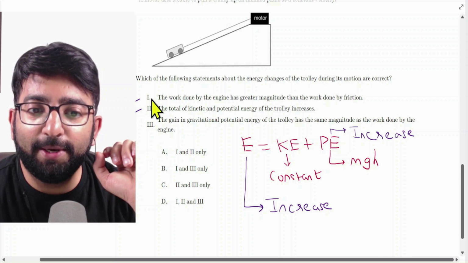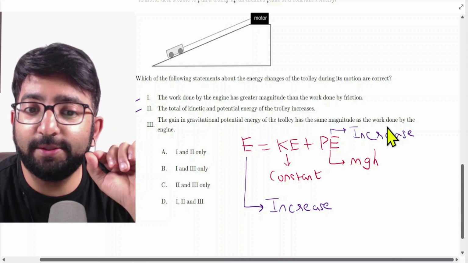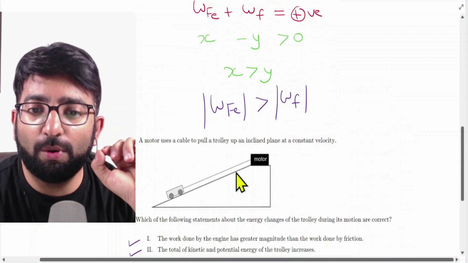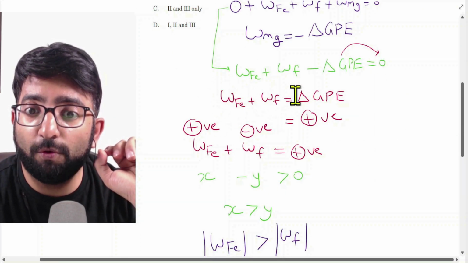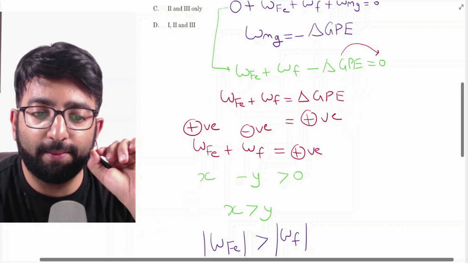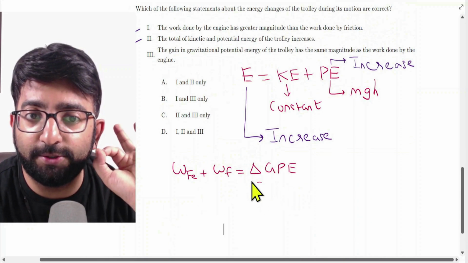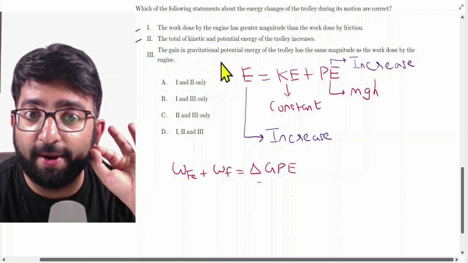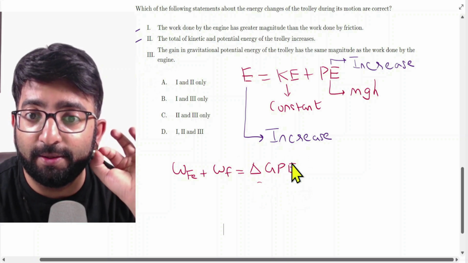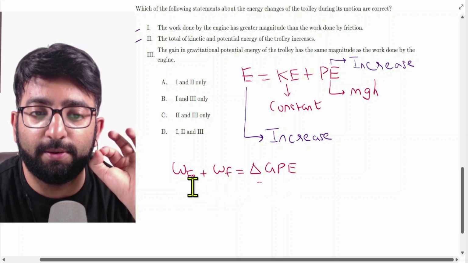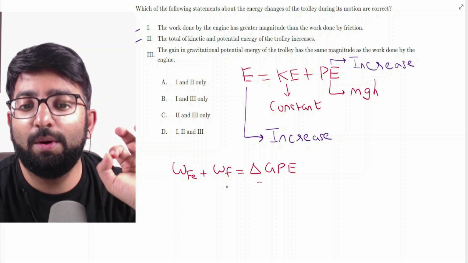which means even statement number two is correct. Statement number three is: the gain in the gravitational potential energy of the trolley has the same magnitude as the work done by the engine. This we have partially solved earlier in the first statement. Work done by the engine force plus work done by friction force is equal to delta GPE. So let's write it one more time. Work done by the engine force plus work done by friction is equal to delta GPE. In statement 3, we are supposed to find this gain in gravitational potential energy, which is the right hand side. According to statement 3, that should be equal to the work done by the engine, which is clearly wrong because delta GPE is equal to work done by the engine plus work done by the friction.